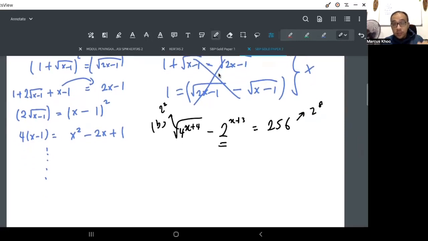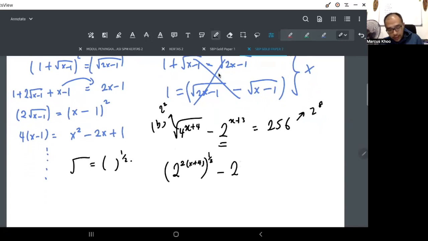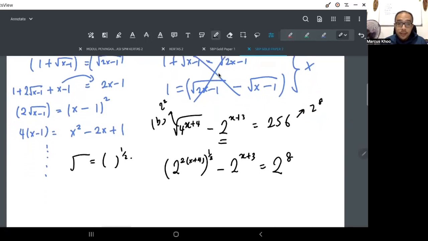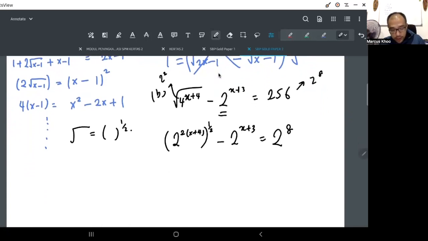And the square root, remember that square root is equal to power of half. So we slowly convert. 4 becomes 2 to the power of 2. Then you have the x plus 4, but the whole thing is power of half. Minus 2x plus 3 equals 2 to the power of 8. Now we can slowly settle this. 2x, so we have 2x plus 8, and the whole thing has to be times by half.